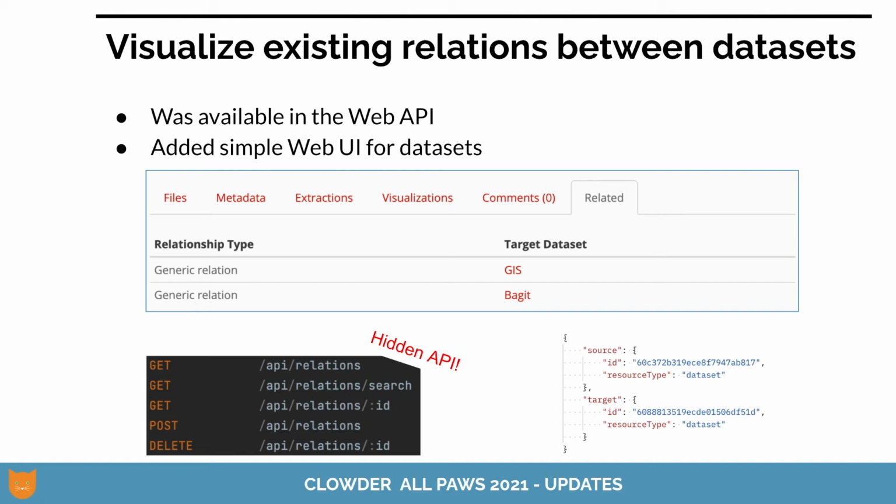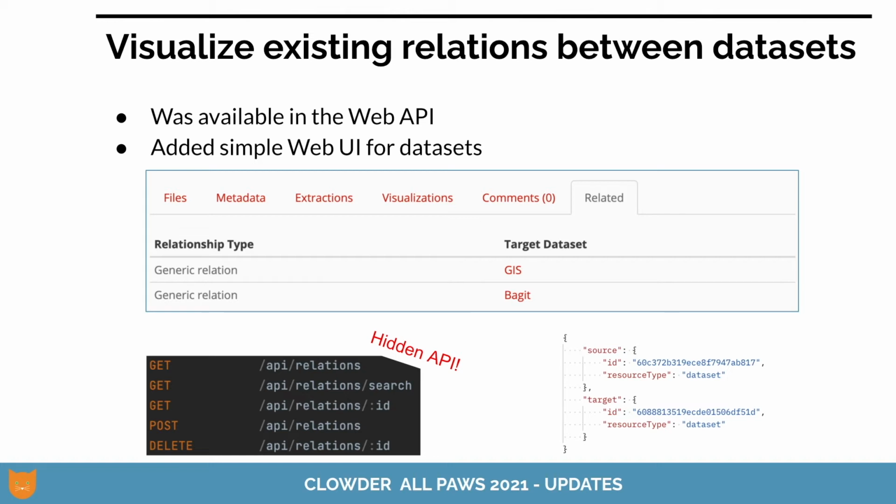So that was already available. What we did add was we are starting to show this in the UI. So again, you can't add the relations from the UI, you have to do it from the API, but you can see them. So for example, in this case, we're looking at a specific dataset. If there's a relation, there's this related tab. And in here, there's two target datasets, JS and Bagit. And because we didn't specify the relation type, then it's a generic relation.